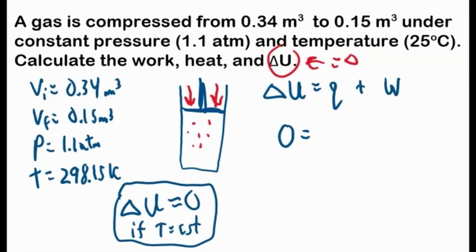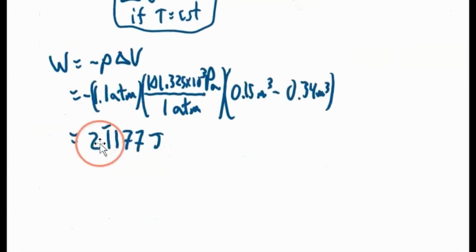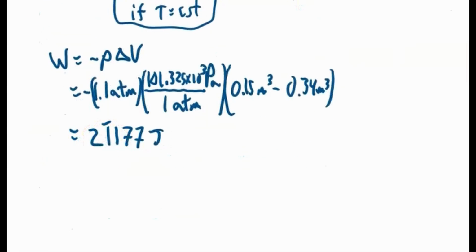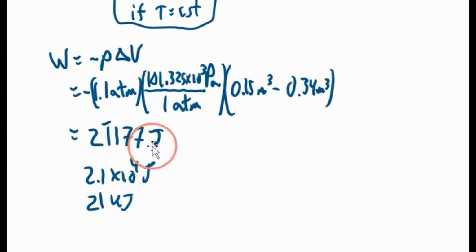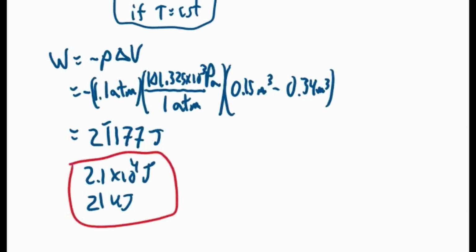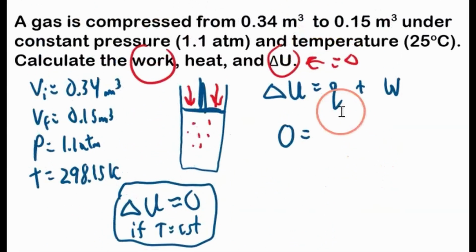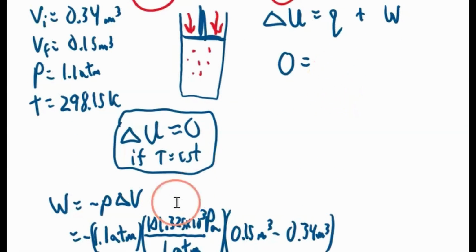So we got the work. We could write it like this, or we can say it's 2.1 times 10 to the 4 joules, or say 21 kilojoules. Either one should be okay. So that's cool. And lastly, we need the energy transferred as heat. So we'll plug that in.